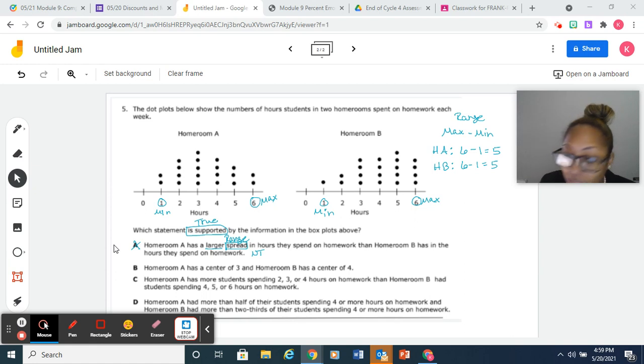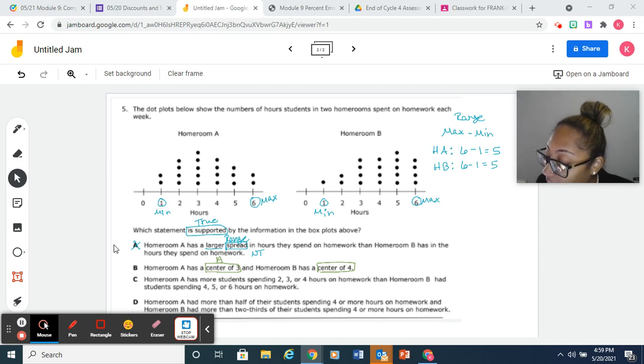Answer choice B says homeroom A has a center of 3 and homeroom B has a center of 4. So we're talking about a center of 3 for homeroom A, and then a center of 4 for homeroom B. Now, the center is where the middle of our data is located.